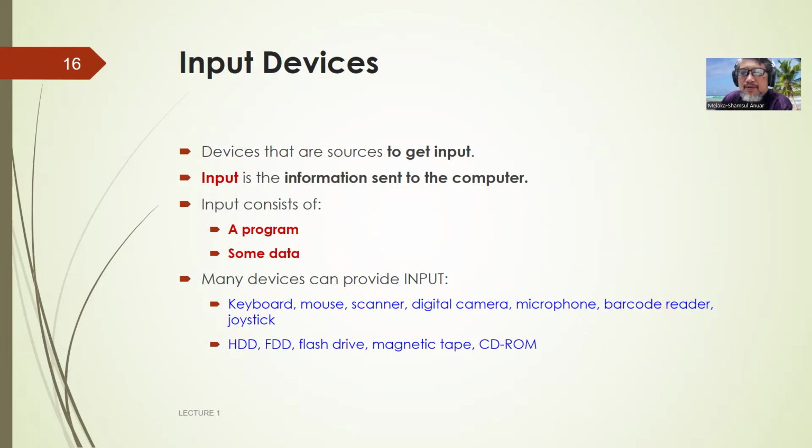Then we have input devices. This is how we submit information to the computer, how information is sent to the computer, so that the computer understands. So input consists of program and data. Program is the instruction on how the computer will do the processing, and data is the information that you want to be processed.